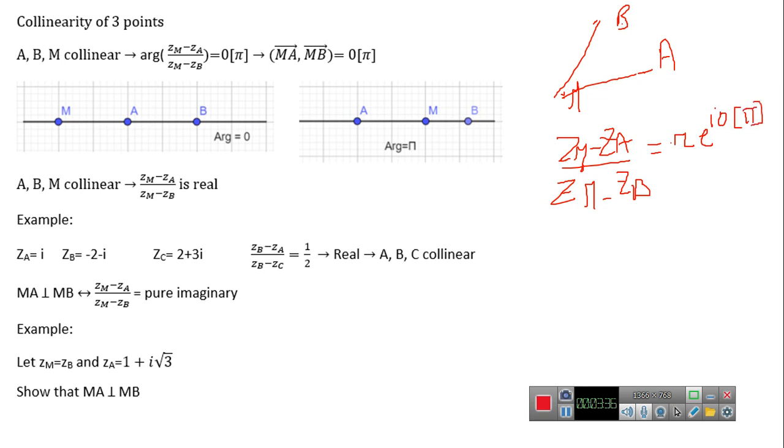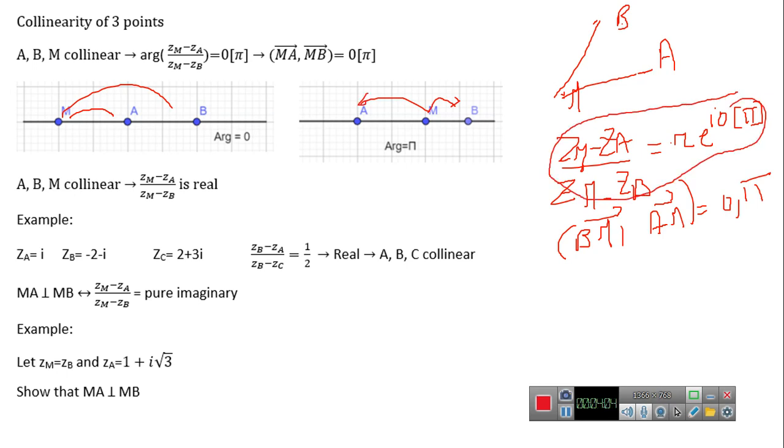Why? In that case, if we can prove this one, we're going to say that the angle between BM and AM is either 0 or pi. 0 means that, for example, MA and MB are in the same sense, pi means they are in opposite sense. So in other words, if the angle is 0 or pi, the answer, this complex over complex, will give you a real number, and they are collinear.